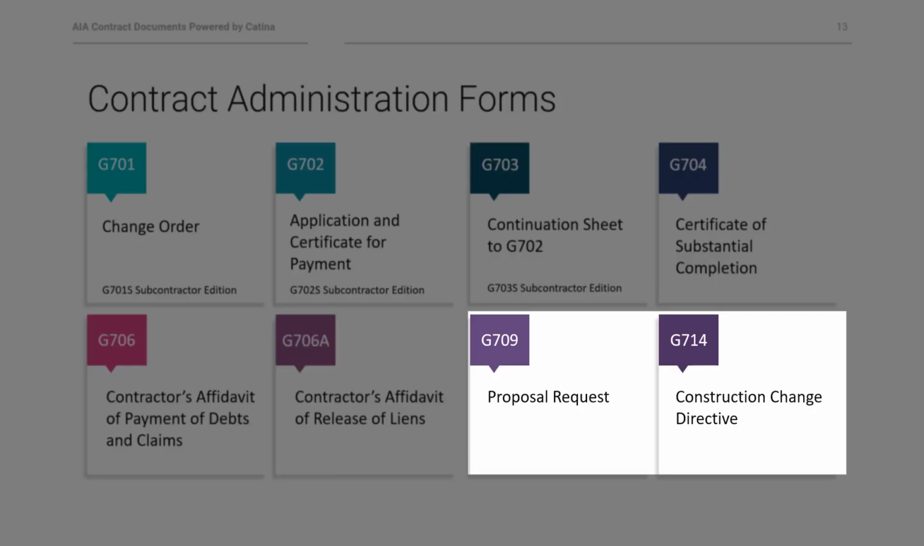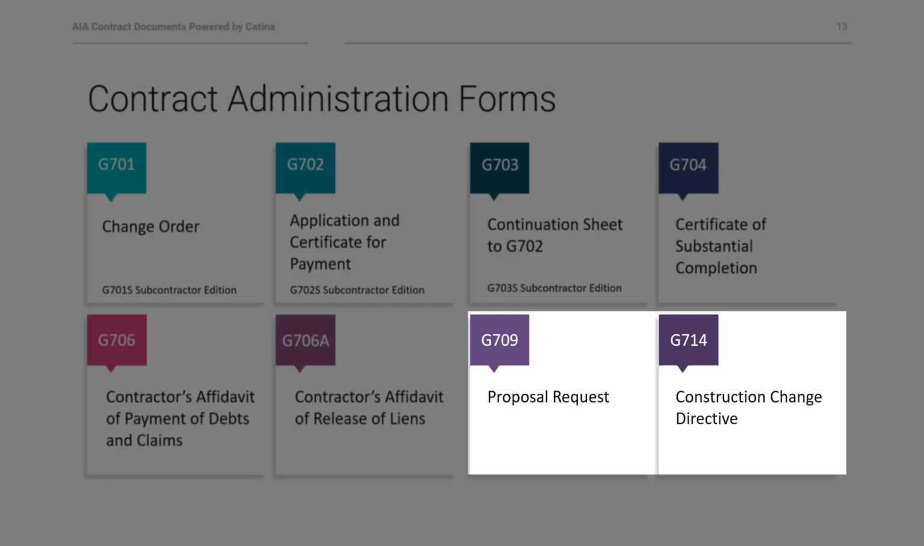The last two forms are similar. We have the G709 and the G714. The G709 is a proposal request. It's a request for some sort of proposal and some sort of information for proposed change. So any party can just use this to request information about a potential change.